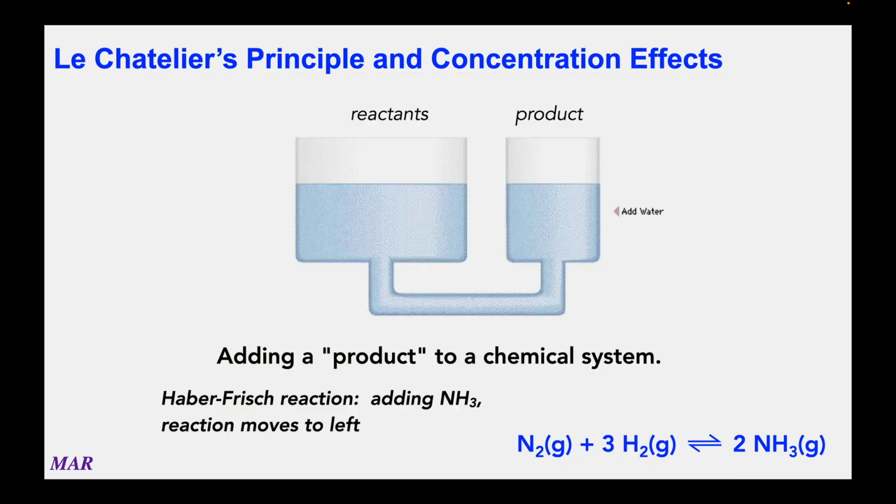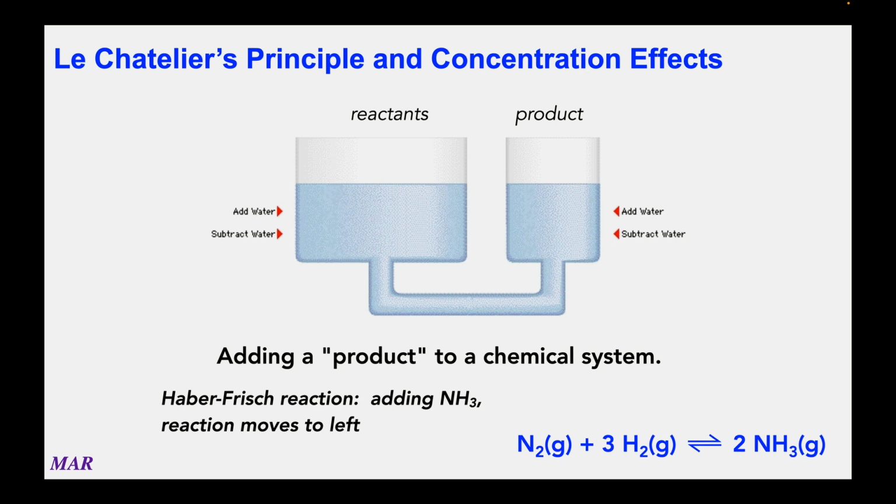Adding water to the right tank causes the water of the left tank to rise as water moves from the right tank to the left. Equilibrium in the system shifts to the left, as it would if we added product to a reversible reaction. So like we saw earlier, when we added a reactant, the reaction shifted to the opposite side. We made more products.